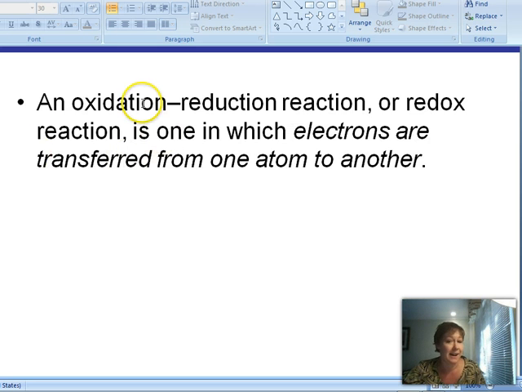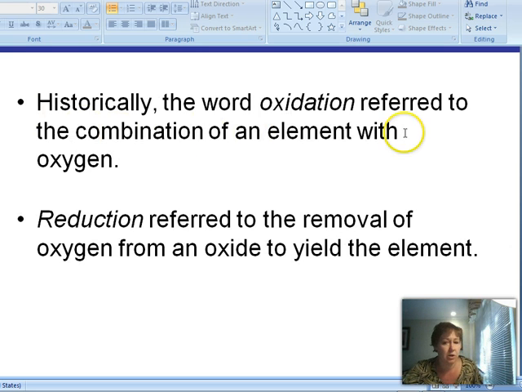Oxidation reduction reactions, or redox reactions, are ones in which electrons are transferred from one element to the other. You've got to keep track of where the electrons are going. Historically, the word oxidation referred to the combination with oxygen, and reduction referred to the removal of oxygen, but we've moved on from that.